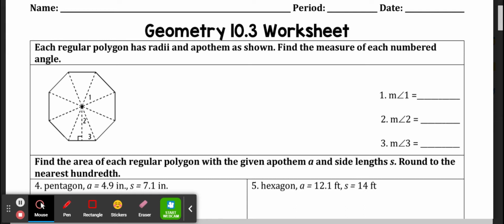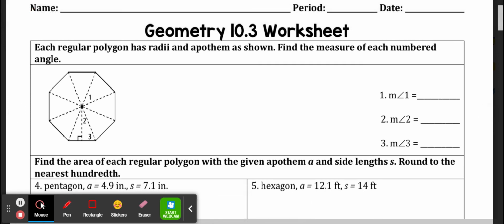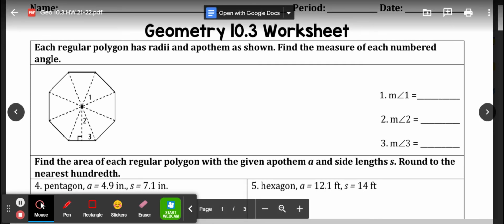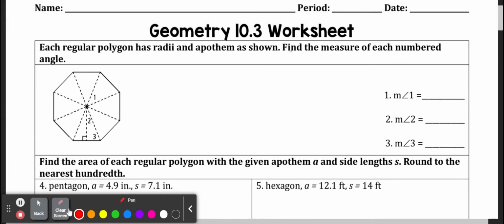It says each regular polygon has a radii and apothem as shown. Find the measure of each numbered angle. So what we want to remember is we have 360 degrees, which is the central angle for this whole thing all the way around. We can count the sides: 1, 2, 3, 4, 5, 6, 7, 8 sides. So if we divide this by 8, that will give us the measure that we need.